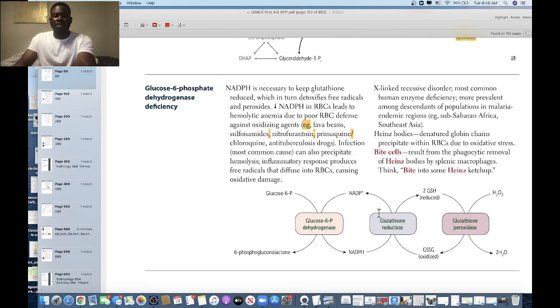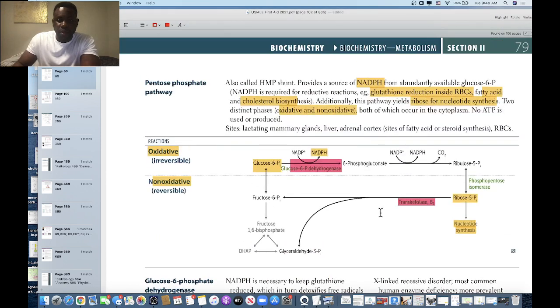Now let's look at glucose 6-phosphate dehydrogenase deficiency, because this pentose pathway is regulated by glucose 6-phosphate dehydrogenase. We said that it converts glucose 6-phosphate into ribulose 5-phosphate, generating NADPH. Therefore, if you have deficiency of G6PD, what do you think? This reaction will not occur, so you have reduced NADPH. What do we use NADPH for? We use it to reduce glutathione so that we can get rid of free radicals from the body.